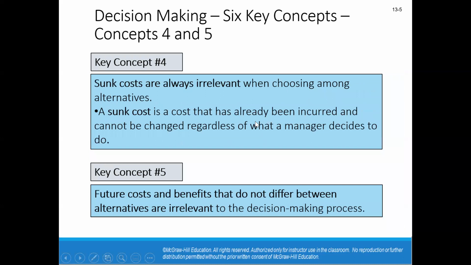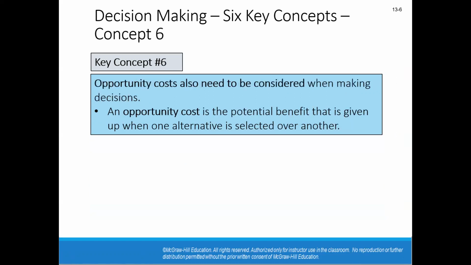Sunk costs will always be irrelevant. A sunk cost is a cost that has already been incurred, and nothing is going to change it. Future costs and benefits that do not differ between alternatives are irrelevant in our decision making. Okay. Opportunity costs need to be considered in making decisions.